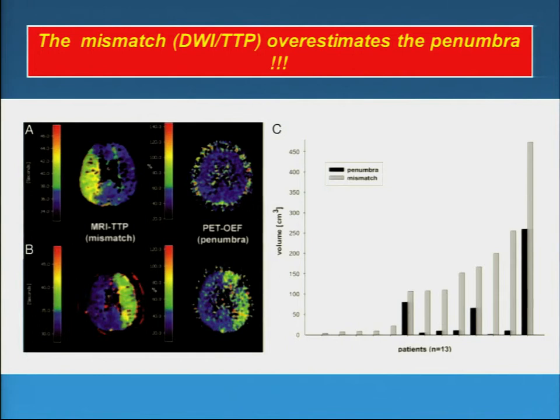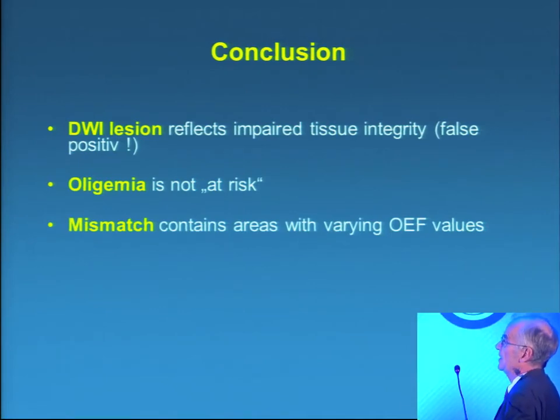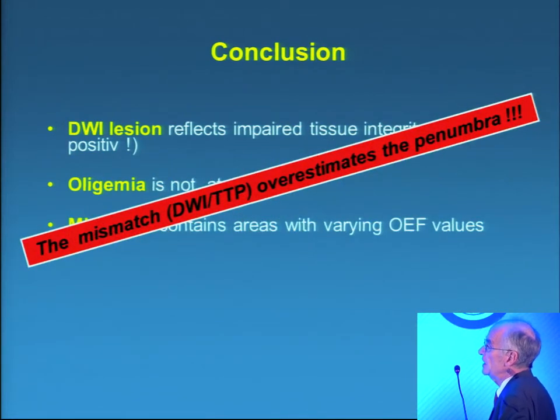And if you compare now the cases we have investigated in the first hours of the stroke, all these cases had a perfusion-weighted imaging indication of mismatch, but not all of the cases also had a penumbra as defined by positron emission tomography. And in addition, diffusion-weighted imaging lesion reflects impaired tissue integrity. There are some false positives. Oligemia is not at risk, and the mismatch contains areas with varying oxygen extraction fraction values, indicating this is not the same as the penumbra.